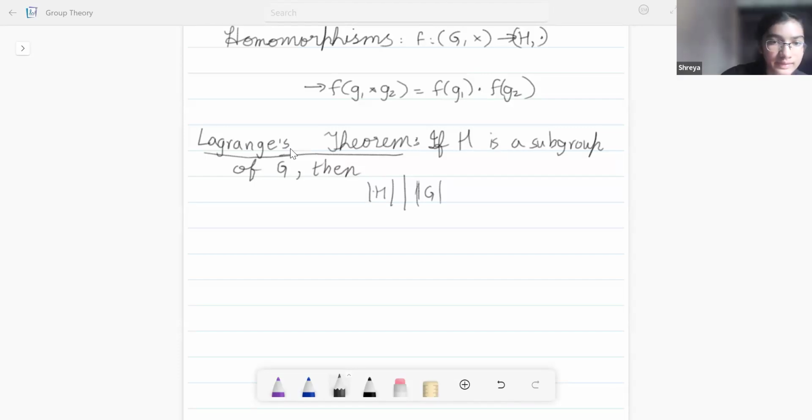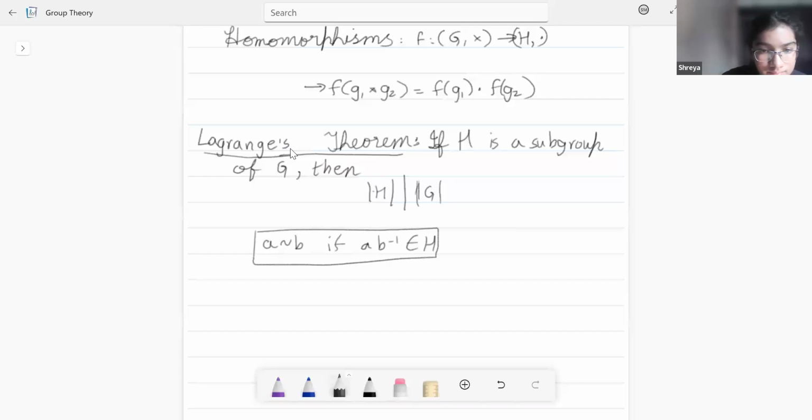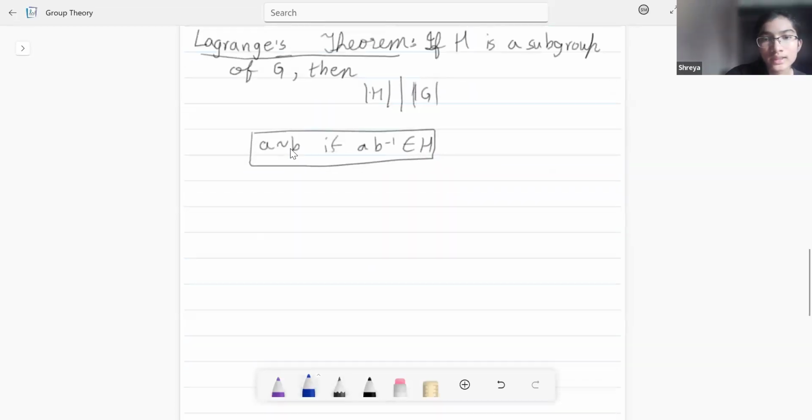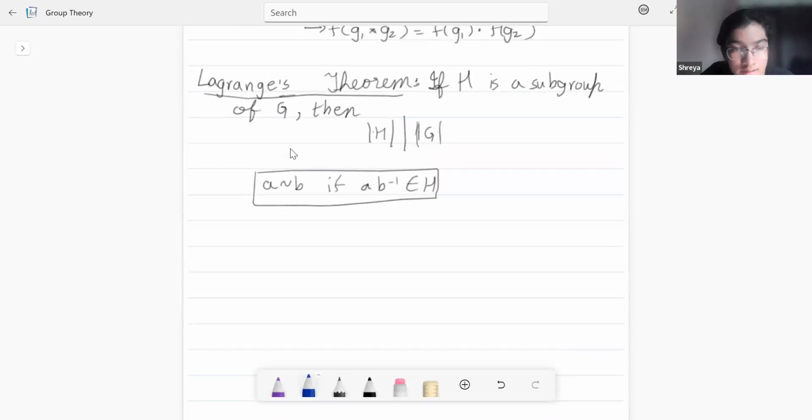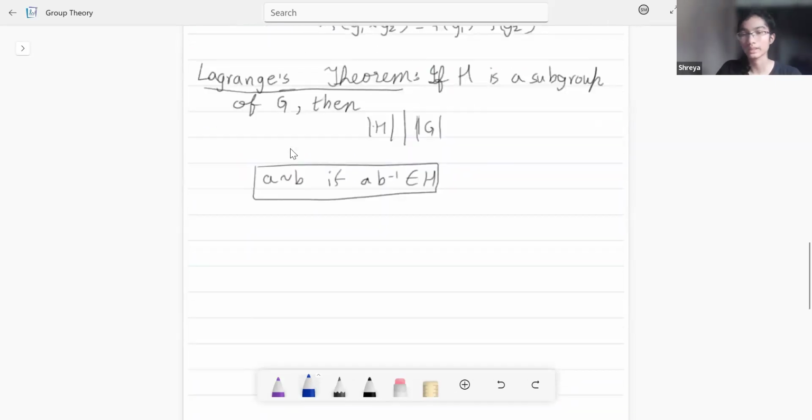So we look at this equivalence relation, which is that A is related to B if A B inverse belongs to H. First we need to prove that it's an equivalence relation, and then we'll see that the equivalence classes which this induces are all of size h. So then G is partitioned into sets of size h.